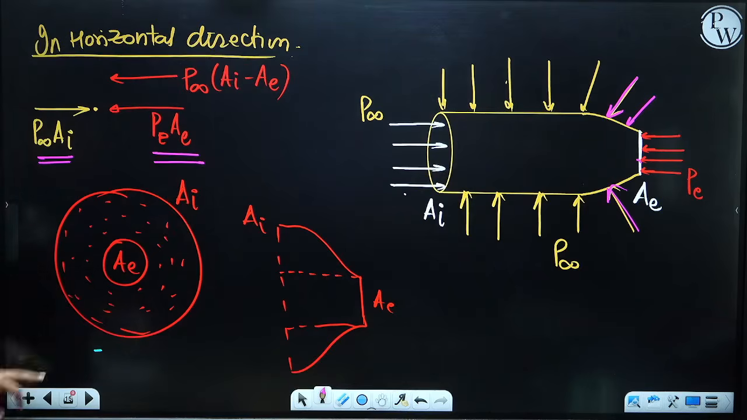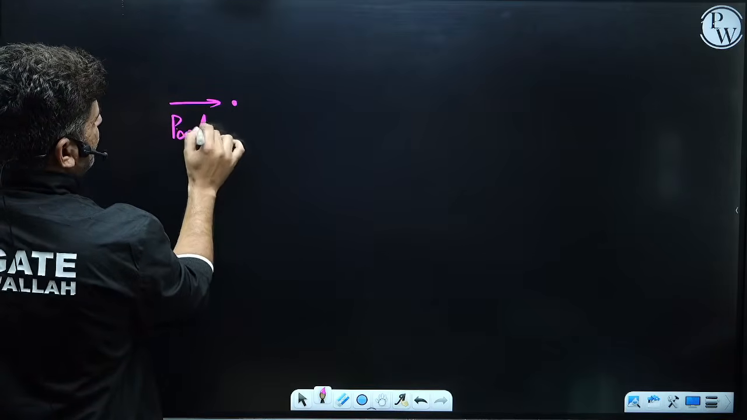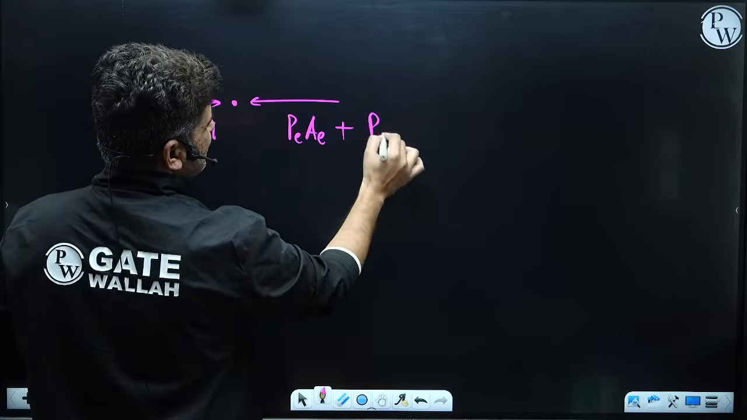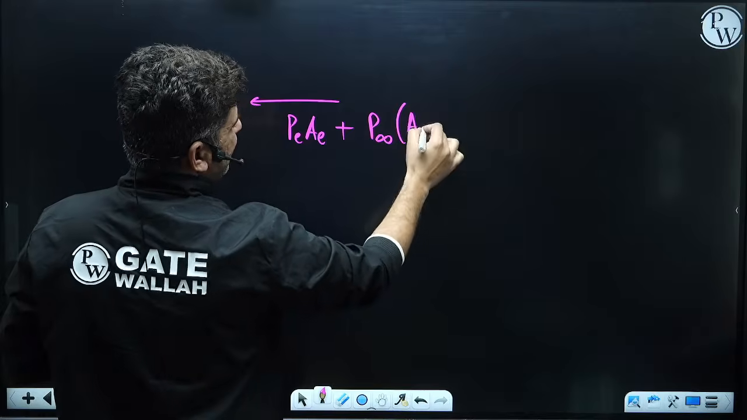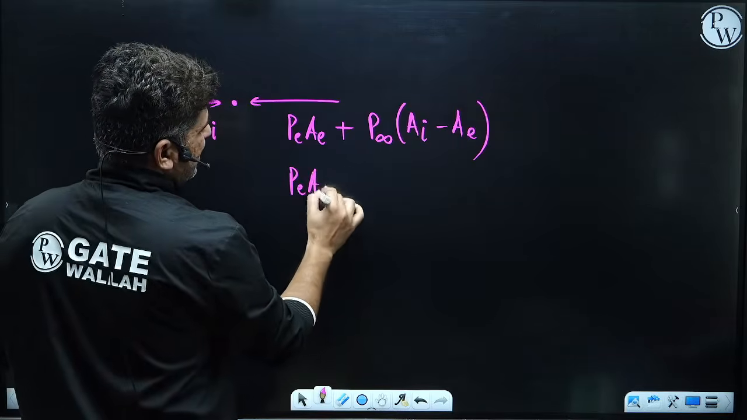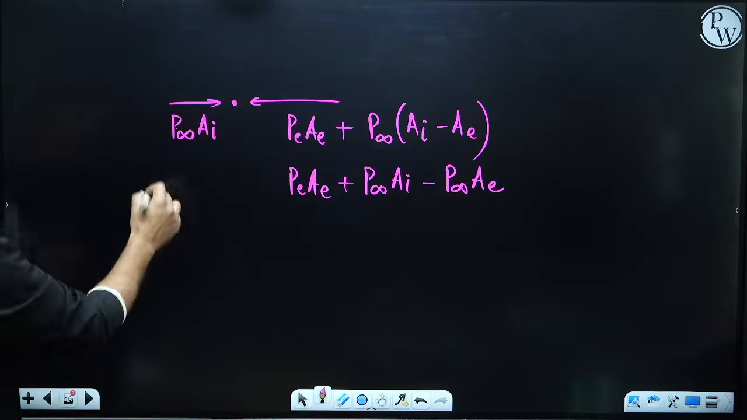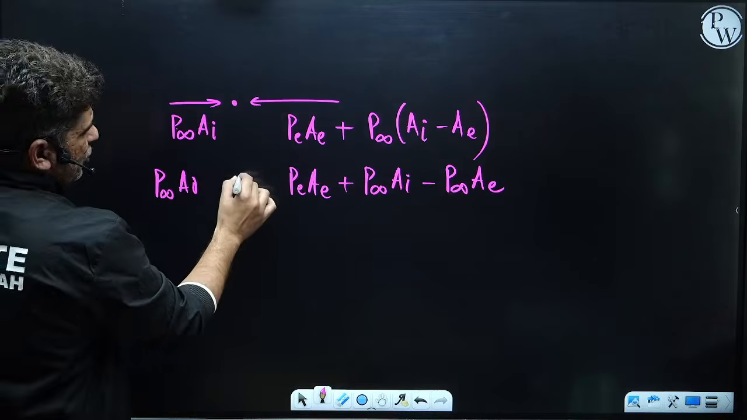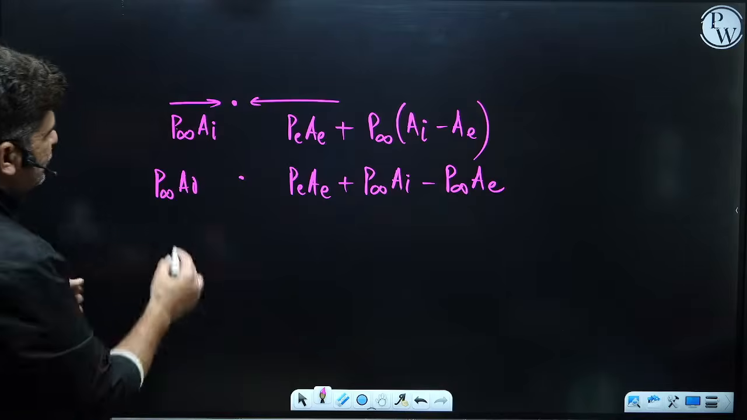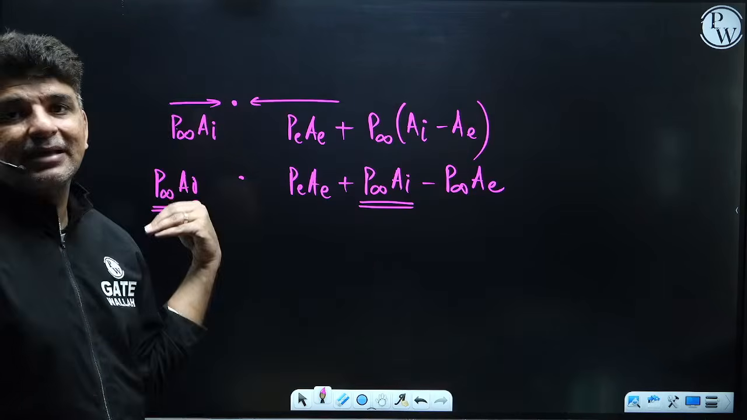So what will be the net resultant of all these forces? You see that there are three forces acting. There is a force acting in this direction, that is P infinity into area inlet. There is a force acting in this direction, that is P exit into area exit. Plus there is another force, P infinity into area inlet minus area exit. Now if you open this bracket, you will see three terms, P exit AE plus P infinity AI minus P infinity AE, and one term P infinity AI over here. So P infinity AI and P infinity AI will cancel out one another, and these two remaining forces will be acting in the forward direction.